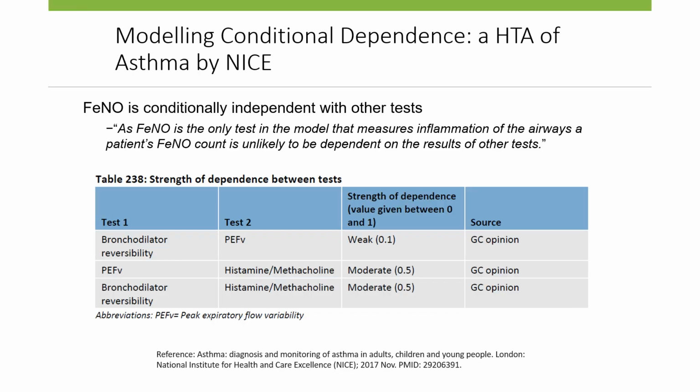However, the conditional dependence between tests may be unknown in some cases. I would like to provide an example of using arbitrary conditional dependence. The economic model in a NICE HTA included several tests. The authors estimated the strength of conditional dependence between the two tests based on experts' opinions, and included these in the modeling.